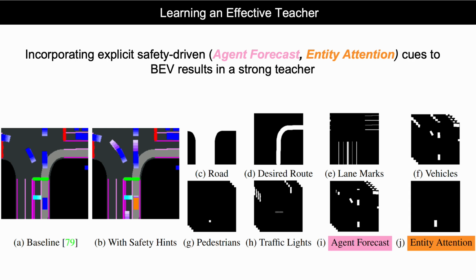Given the low performance of prior privileged agents, the teacher could benefit from more explicit safety-driven cues in the BEV. We propose to add 2 types of BEV channels, agent forecast, and entity attention. We utilize a kinematics model to predict future trajectories of traffic participants. We also encode an explicit attention channel to highlight potential future infractions. Our boosted teacher agent even outperforms the rule-based expert.